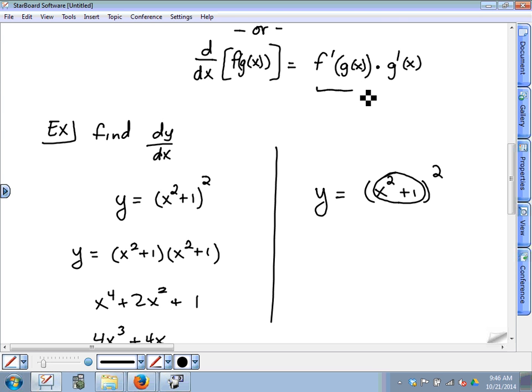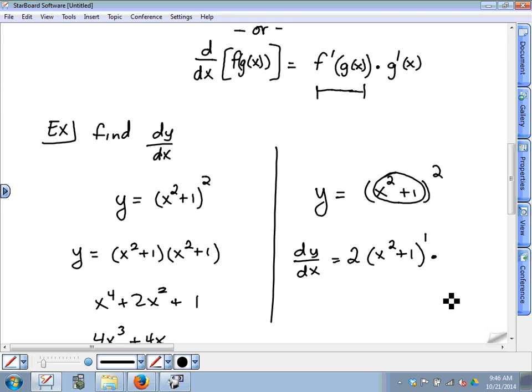So if we want to do this part of the chain rule, f prime of g of x, then we're going to leave g of x alone, and we're going to do the derivative of the outer function, which is just something being squared. How do you take the derivative of something being squared? The 2 drops down, and then you decrease the power by 1. So dy/dx, first of all, we're going to take care of the outer function, which means the 2 drops down, and we decrease the exponent by 1. So that's the derivative of the outer function.